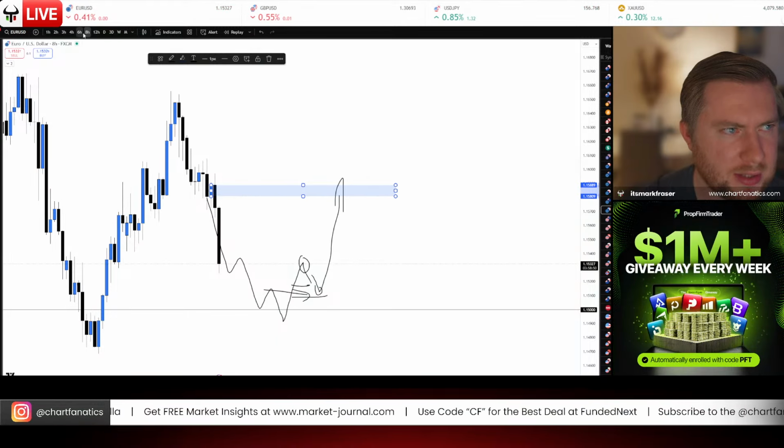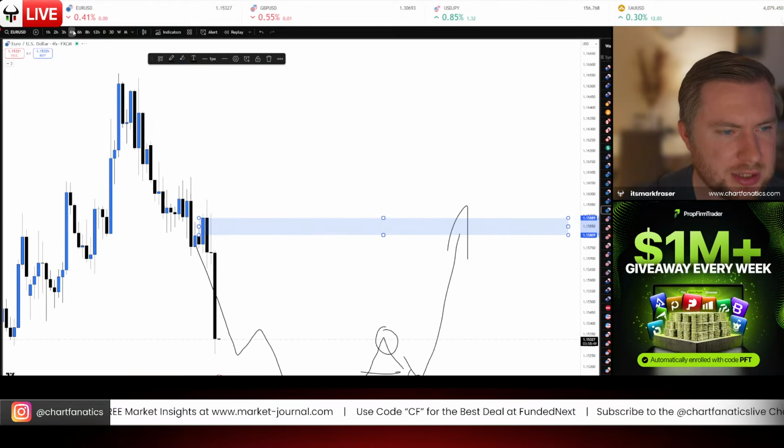On supply zone right there on the 8 hour. Let me check the 4 hour. There is a 4 hour supply zone there. So let's expand that box. Perfect. Let's see how it reacts.